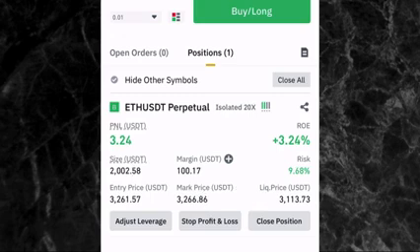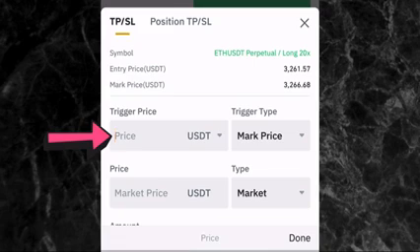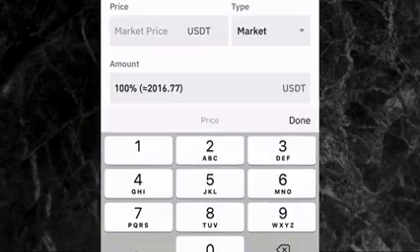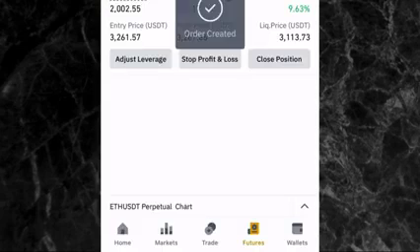Now, how do you set your take profit or loss on the futures trading page? You can see where you have stop profit and loss. You tap on it. And here you're going to be entering, let's say for example, remember we entered the trade at $3,260. So let's say we want to take our profit when it gets to $3,290. And then at the bottom side here, it's going to show you the amount of profit you're going to make. So if we take our profit at this point, we're going to be making 17 USDT. That will be our profit. And then just tap on confirm at the bottom side of the screen.